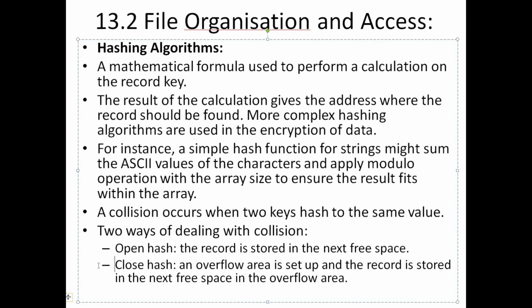One is known as open hash. For example, the hash address calculated was 2319, line number 2319, but it already contains some value, so it will be stored in the next line available, 2320. In closed hash, an overflow area is set up and the record is stored in the next free space in the overflow area. Basically, you make a special area in the file, known as the overflow area, where you keep all the values which have clashed, where the hash value generated was already occupied by some other record.